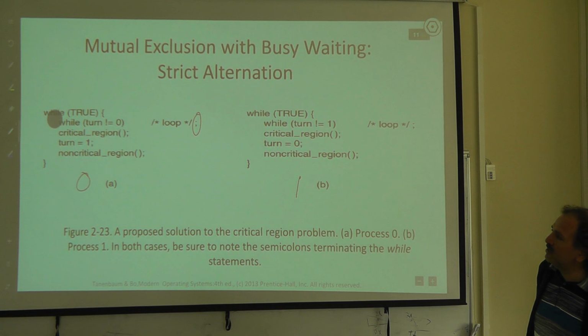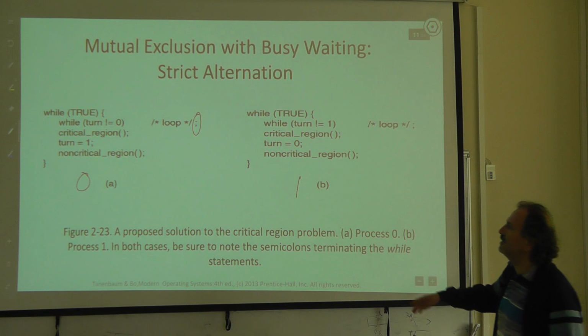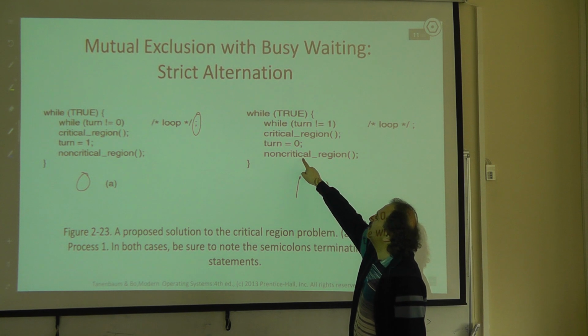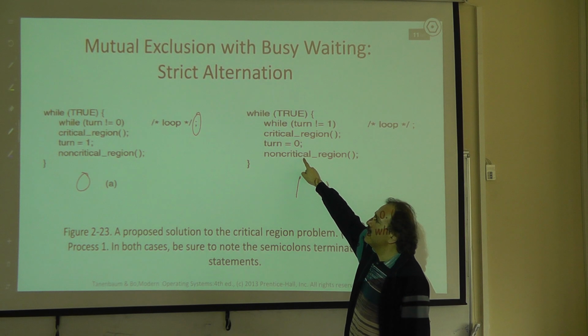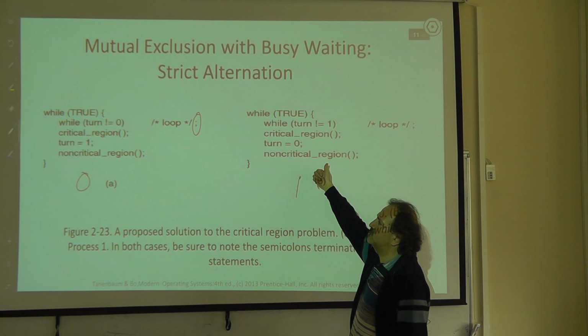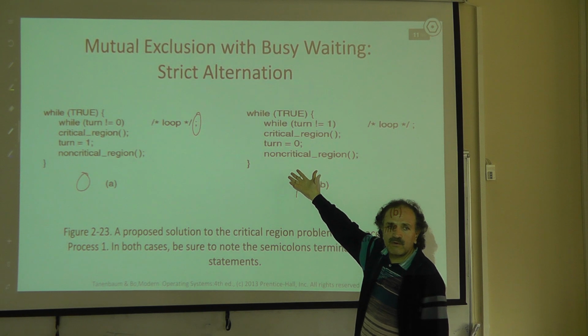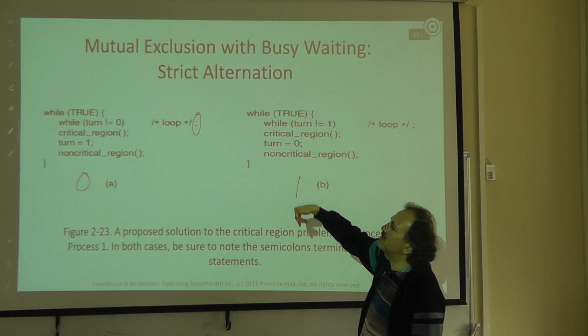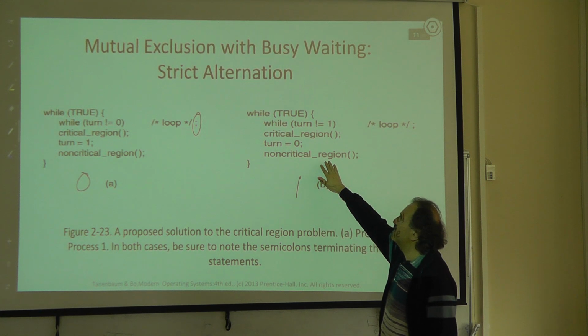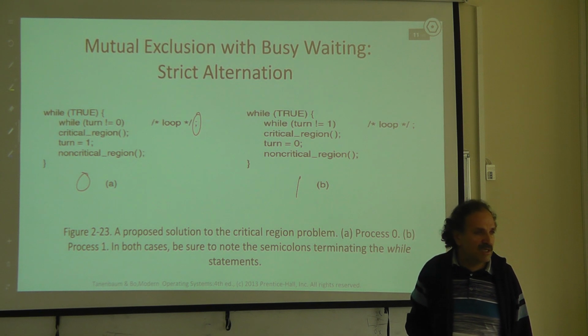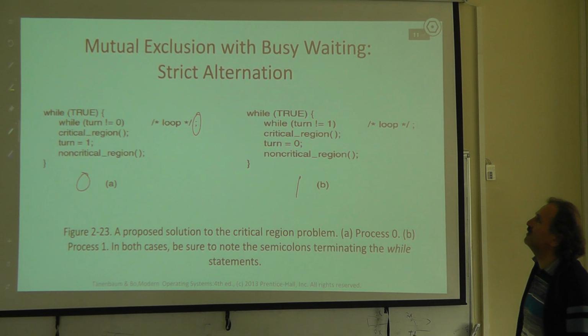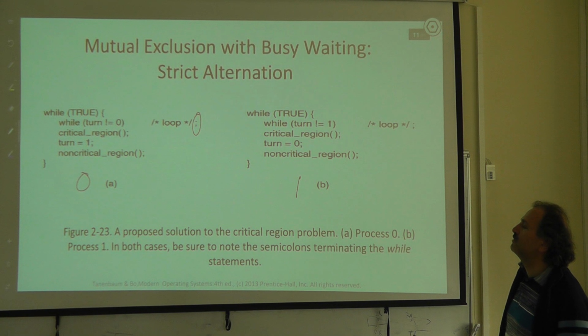When I come back here, the turn is 1. I cannot go into the critical region. The other one is waiting inside the non-critical region to finish its job. So I am waiting for the other process to finish its non-critical region. I am waiting for nothing, right? Even though I can get into the critical region, I have to wait for this process to finish its job. So that's the problem with the mutual exclusion, the strict alternation problem.